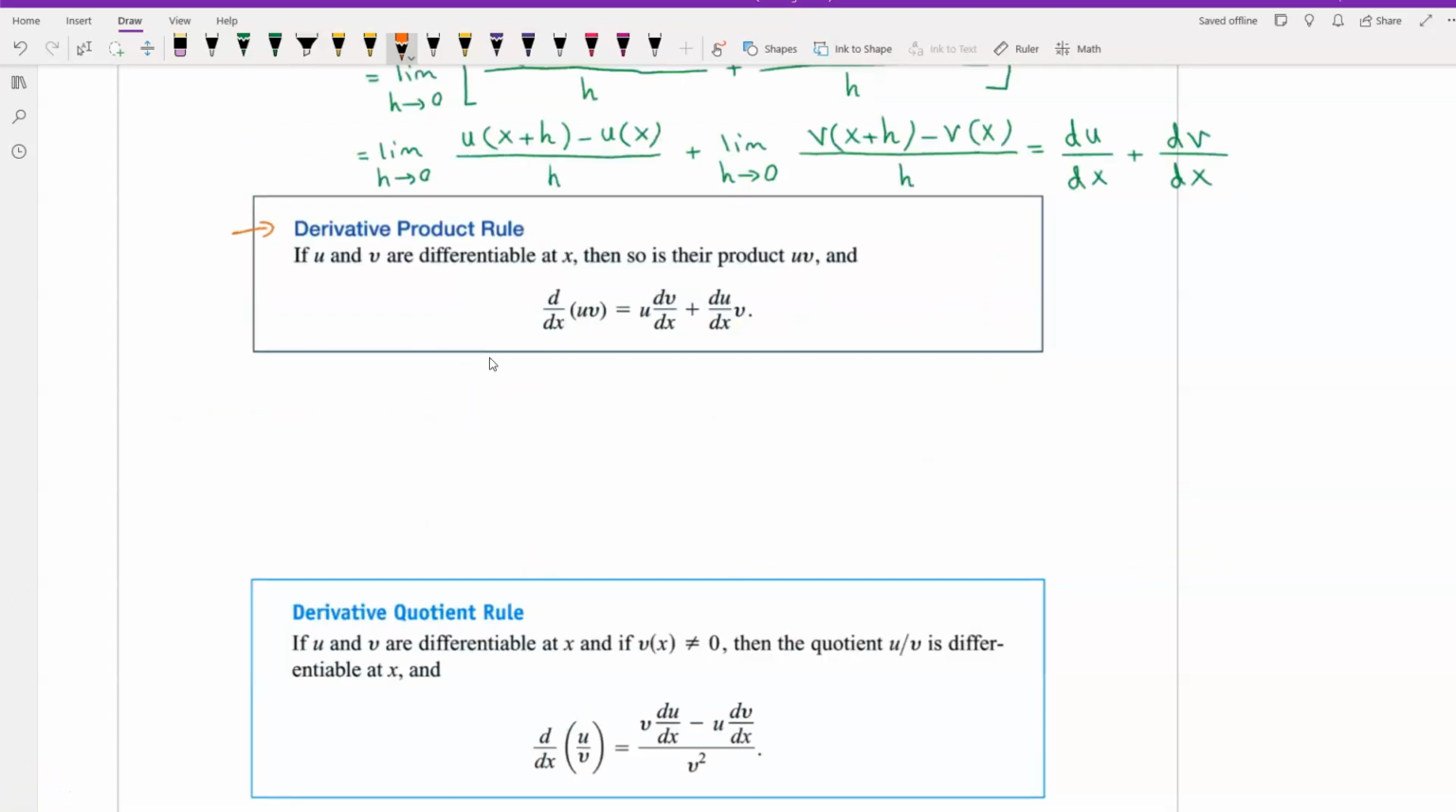Now here we have derivative product rule. If u and v are differentiable at x, then so is their product u times v. And derivative with respect to x of u times v is equal to u times derivative of v with respect to x plus derivative of u with respect to x times v. So the derivative of the product u times v is u times the derivative of v plus the derivative of u times v.